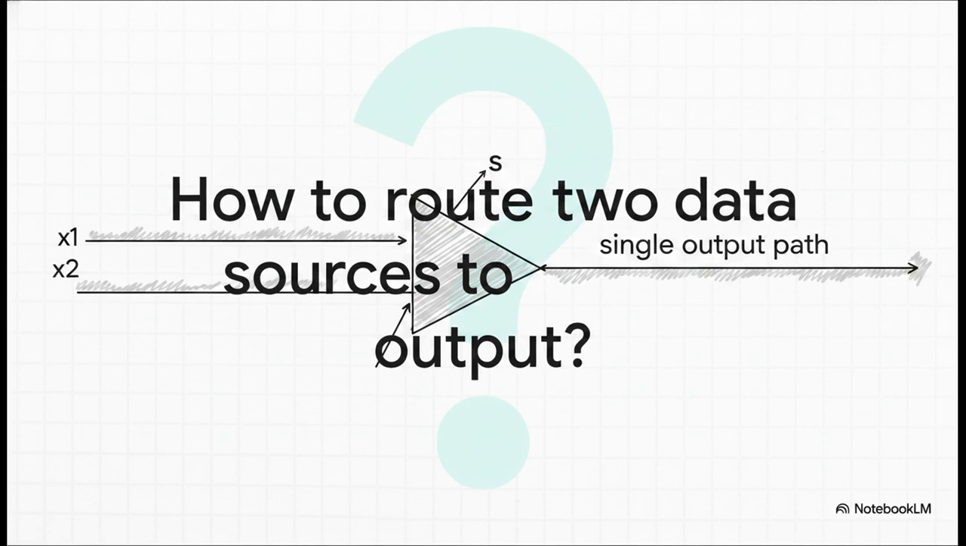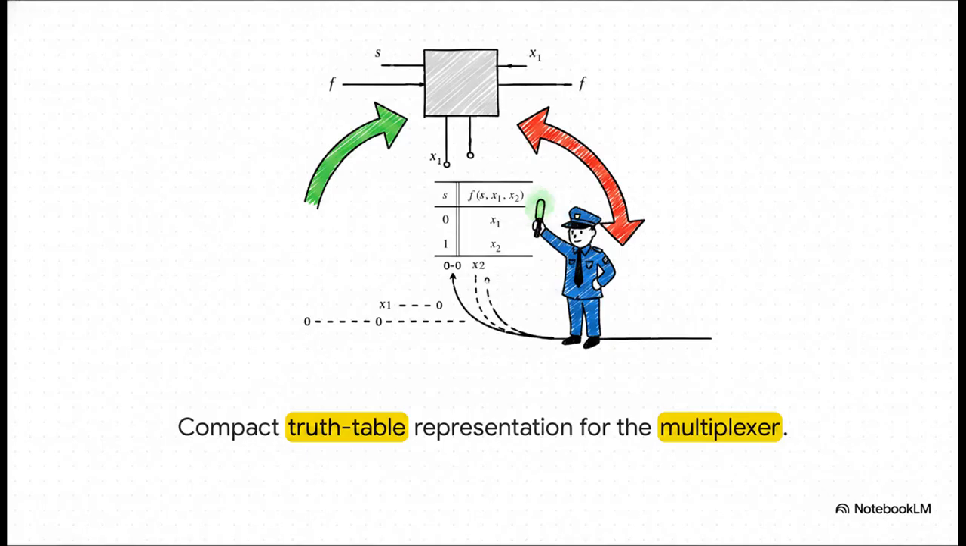We do this using a selection control signal, which we'll just call S. And that right there is the core definition of a 2-to-1 multiplexer. Before we write a single line of code, we always define our goal, and a truth table clearly maps it all out for us.